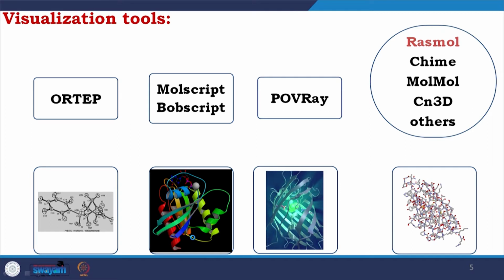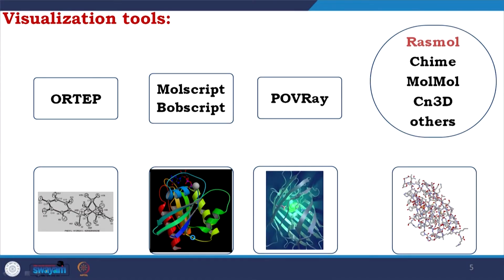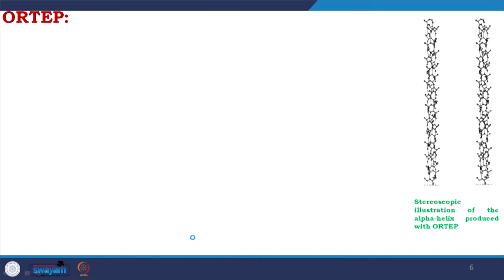And when we talk about them, we have a flow starting from ORTEP. ORTEP is the first kind of computational platform, and then it comes to script writing, MolScript, BobScript, then there are POV-Ray, Raster3D, which help improve the quality of the figure, and last but not the least, the visualizing platforms like RasMol, Kinemage, MolMol, Cn3D, and many others. We will try to have a look in brief at those.